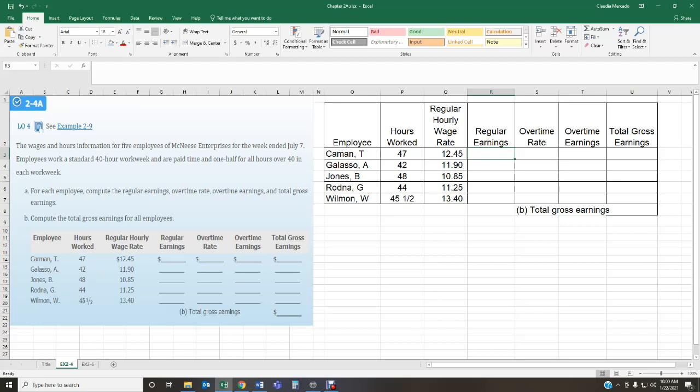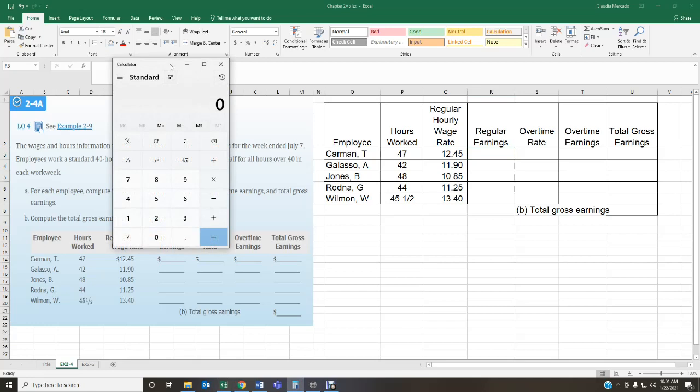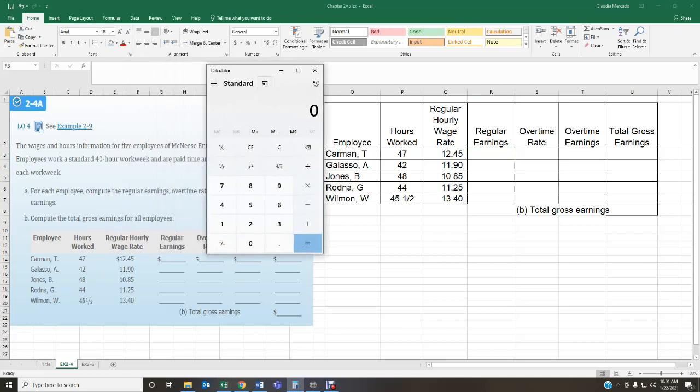Okay. So let's look at the first employee. And it's Carmen, not Kaman. It's Carmen. Okay, so let's look at Carmen. Carmen worked 47 hours. Carmen gets paid at a rate of $12.45. So now we have to calculate the regular earnings. Well, let's get the calculator out. So we know that Carmen gets paid $12.45 an hour. And we know that the regular earnings are based on a 40-hour work week. So we're going to multiply by 40 hours. And that's going to give me $498. Okay.